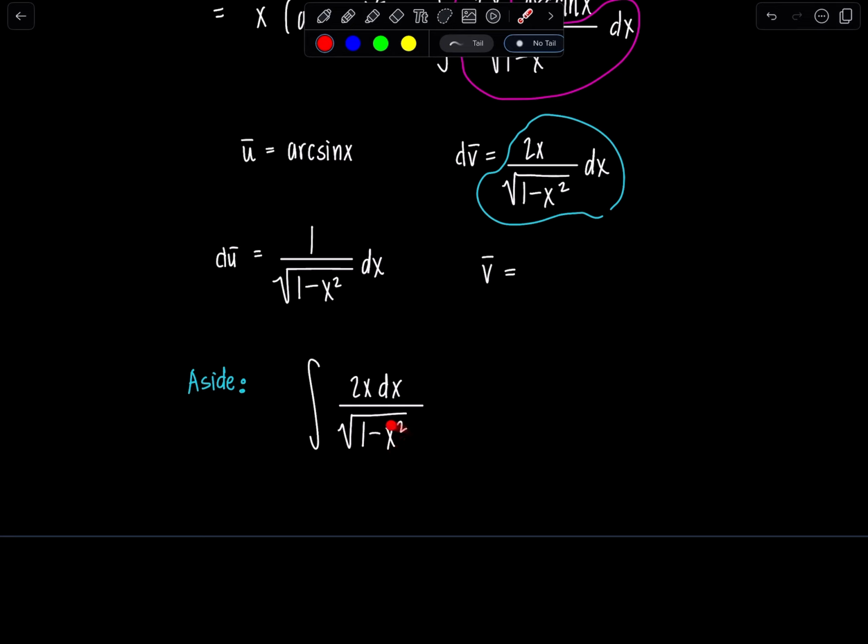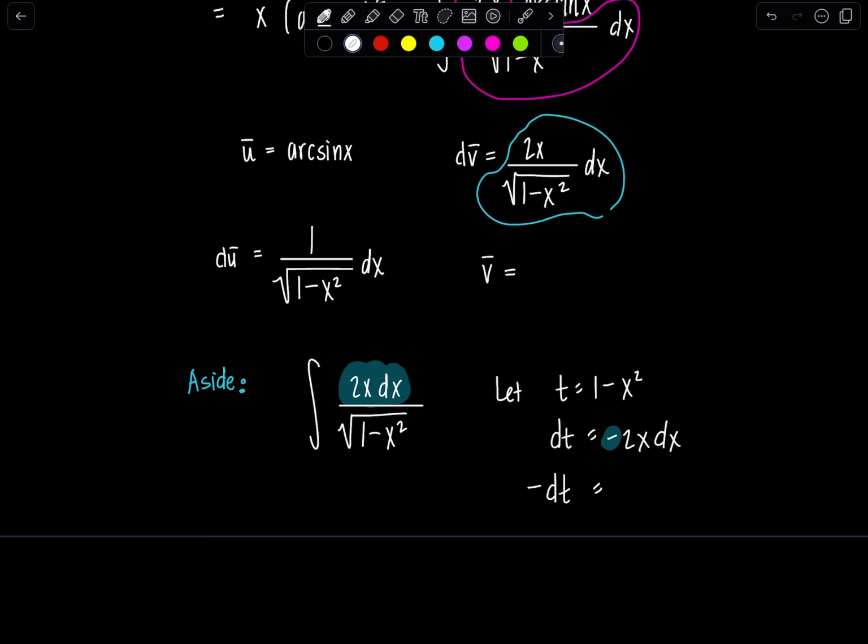I'm going to let u be the quantity underneath the radical. And then notice, since I have x squared, if that's u, the derivative is going to be a multiple of 2x dx. But I've already used u, so we've got to pick a different letter. How about t? Let's let t equal 1 minus x squared, and then dt will be negative 2x dx. That's almost exactly what I have here, there's just no negative. So let's move it over: negative dt equals 2x dx.